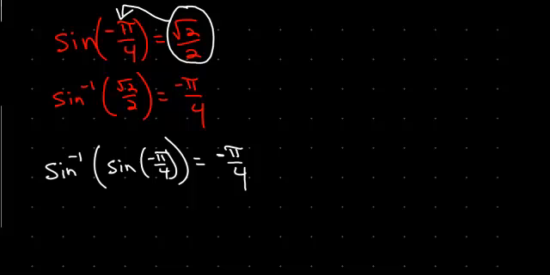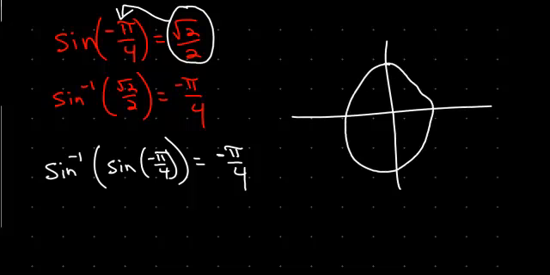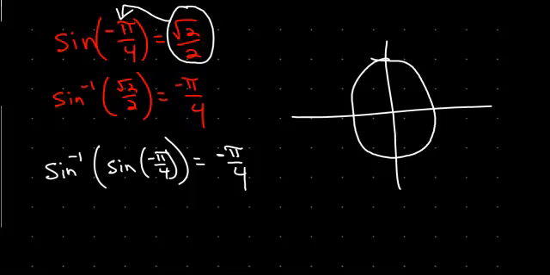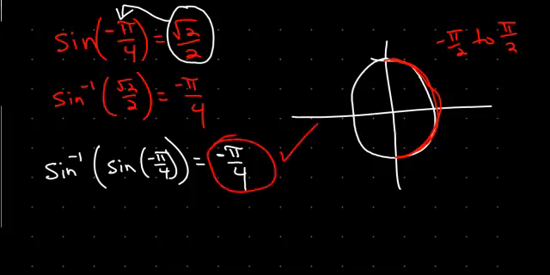So is negative pi over 4 in the range of the sine? Quickly here, drawing a sloppy circle. That's too sloppy. That's not much better, but let's go with it. The inverse sine is over here on this arc. From negative pi over 2 to pi over 2 are going to be the outputs. So does negative pi over 4 lie on that? Yes, it does. So that would be the correct answer.